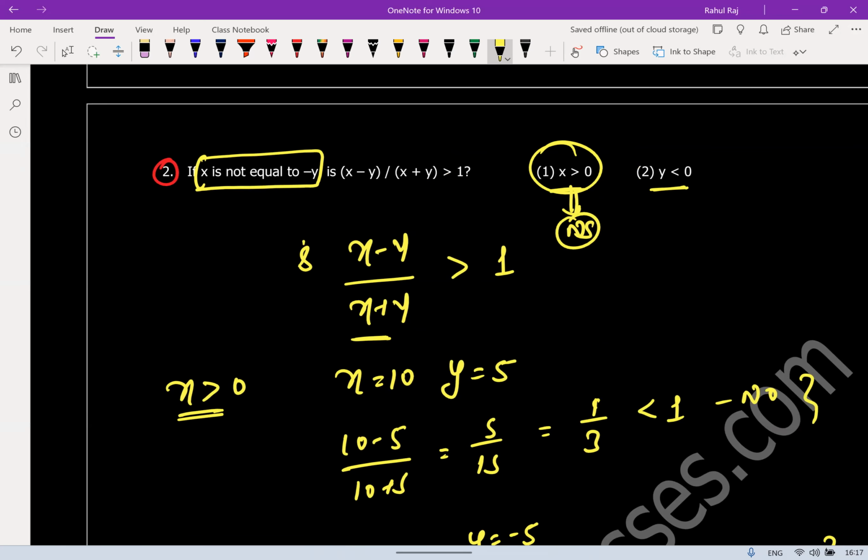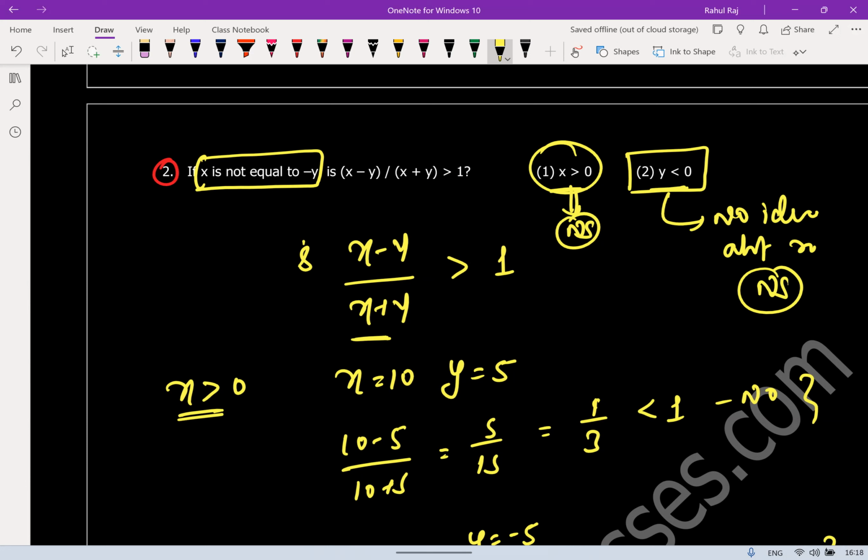Agreed? Option number 2 says what? y is less than 0. I can straight away now say no idea about x. So this is also not sufficient. You please don't say this. You please ensure that you get the yes and no situation. Only then you can say it is not sufficient.